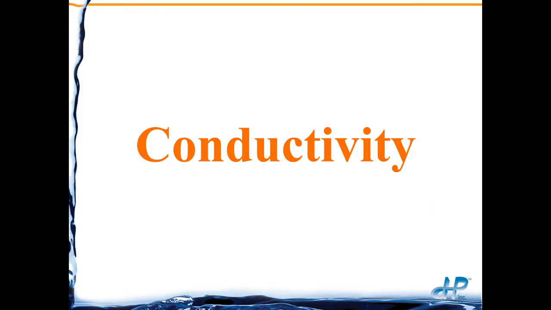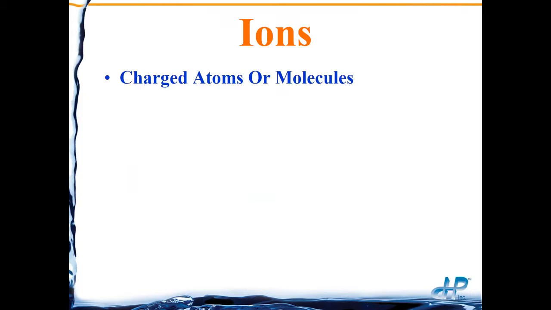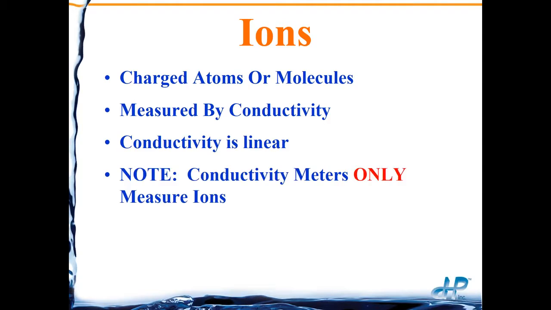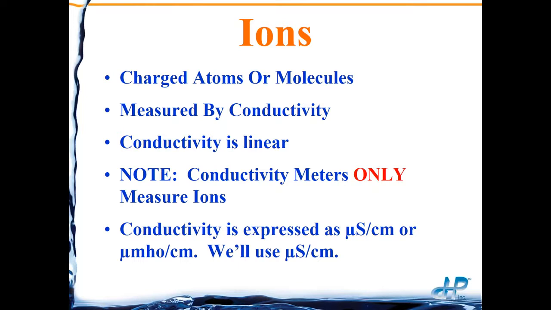So let me just do a real brief overview of conductivity more on the practical end. Conductivity meters measure ions. Ions are charged atoms or molecules, and I think it's really important to realize that conductivity meters only measure ions. They aren't going to measure uncharged contaminants. So you can have low conductivity, and potentially you could have high levels of uncharged contaminants, because again, the conductivity meter cannot read those. Conductivity is expressed as microsiemens per centimeter or micromho per centimeter.